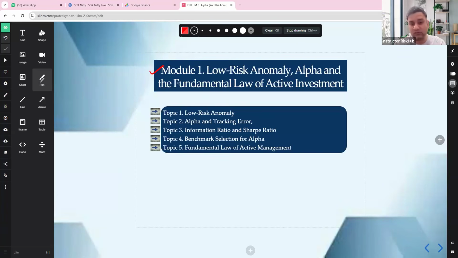Then we go to the information ratio and Sharpe ratio. Sharpe ratio is the excess return per unit of total risk. Sharpe ratio was for total risk. Information ratio is the active return per unit of tracking error. So Sharpe is more about absolute portfolio efficiency, while information ratio is more about skill relative to the benchmark. Then we go to benchmark selection for alpha. Alpha depends on what benchmark you compare against. A bad benchmark can create fake alpha and hide your true alpha.